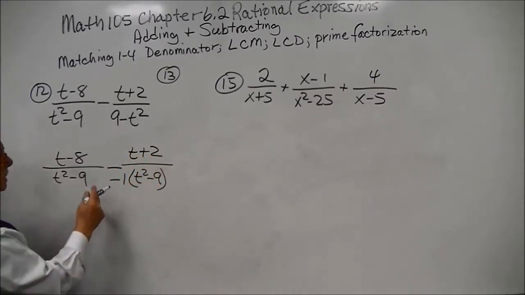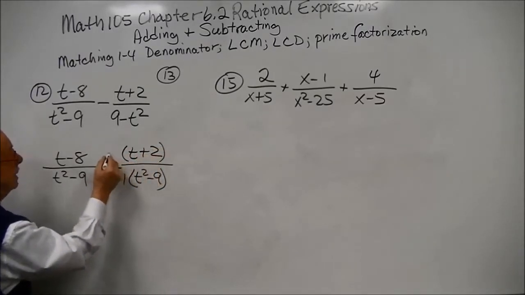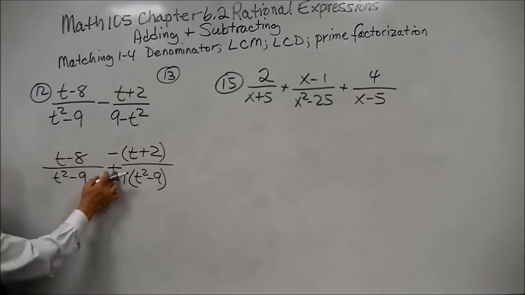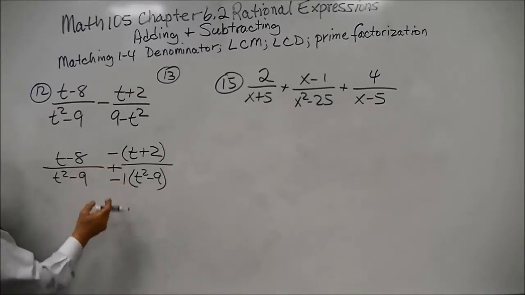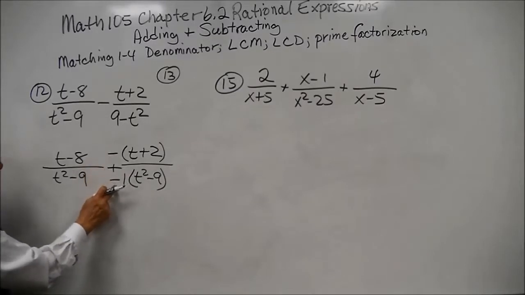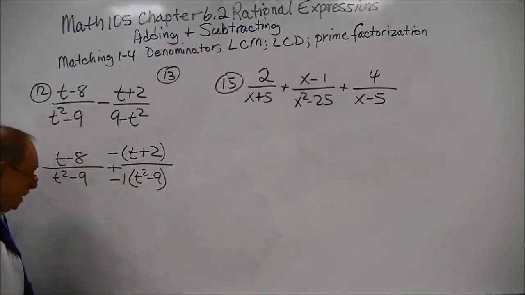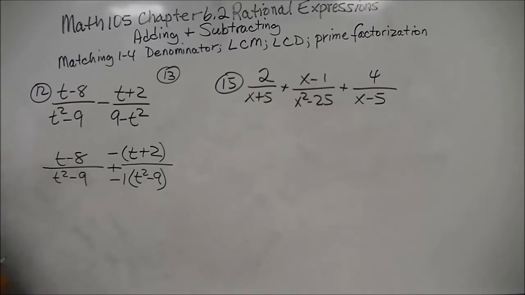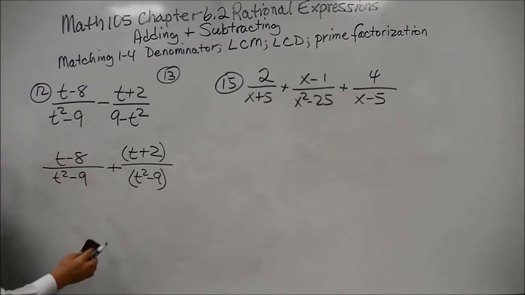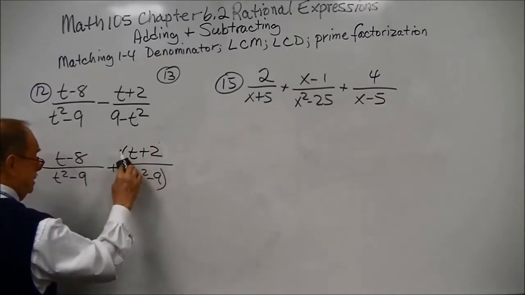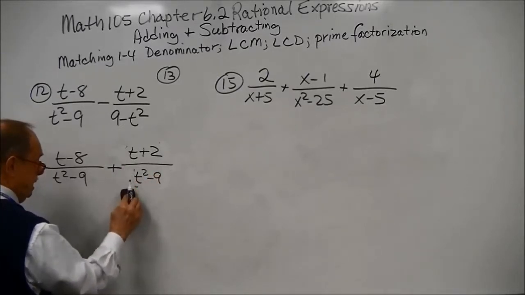Now notice, I could make this a plus here and make that a negative up there. Remember I said we could do that. And now notice something. We have a negative divided by a negative. What's this going to become? A positive, right. So we can take all of that away. And now this is our new example.